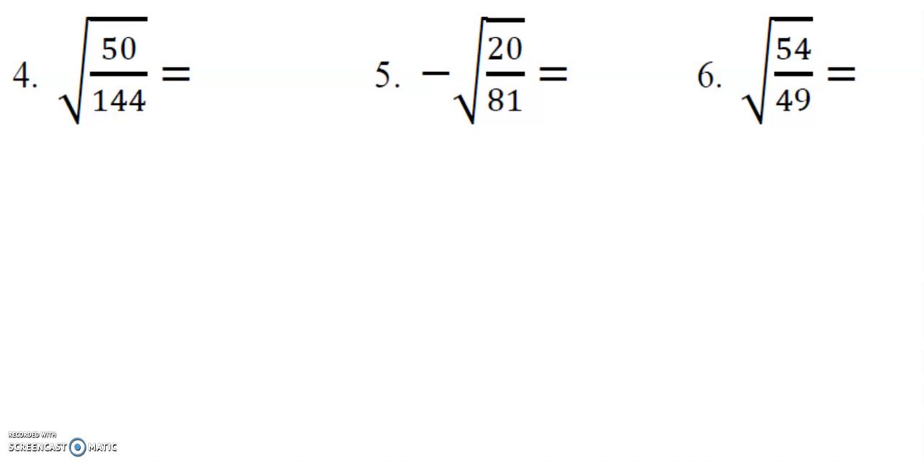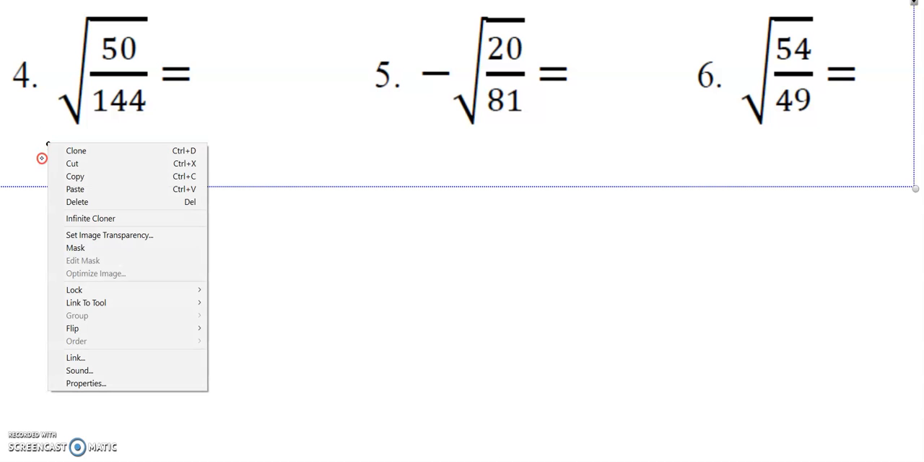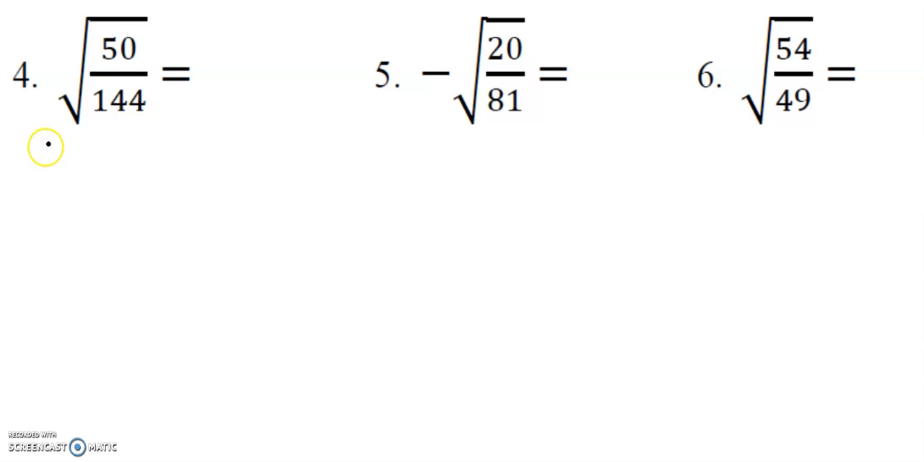All right, the second part we did in 6 is when we had fractions, we realized that you're not allowed to have a fraction in a square root. So what we did is we split them. So we did the square root into the square root of 50 over the square root of 144. And then we have to simplify.